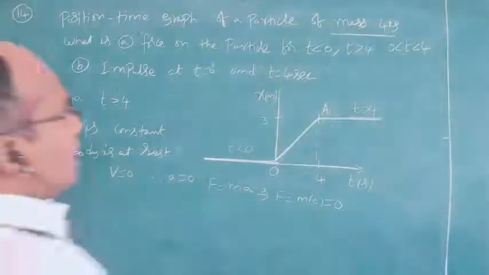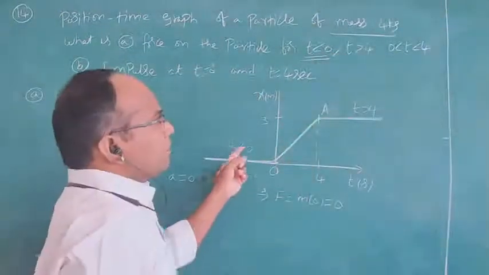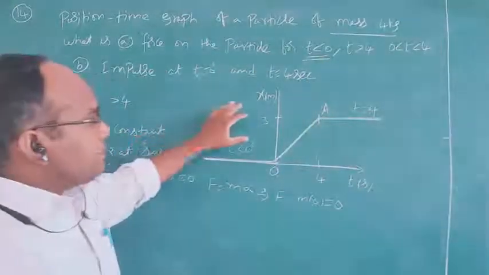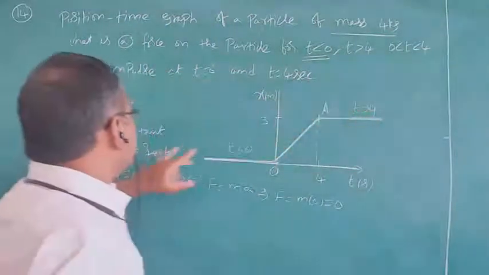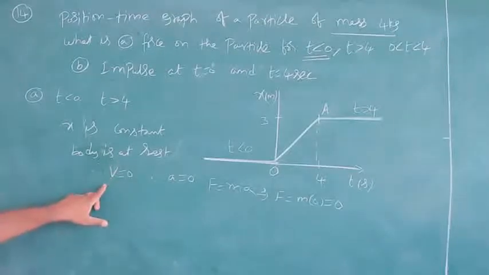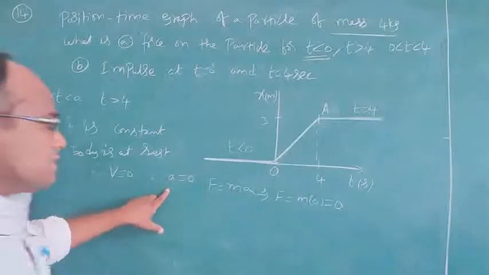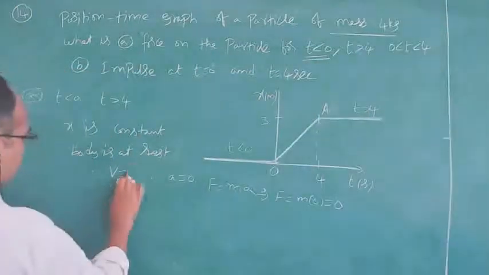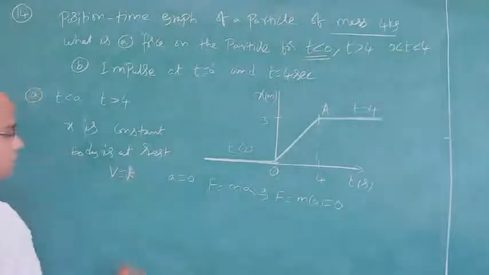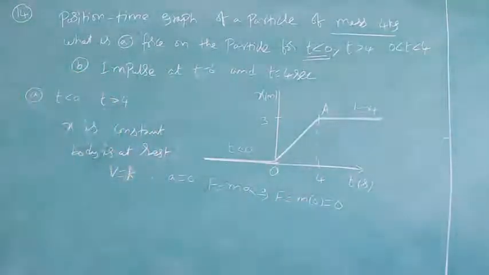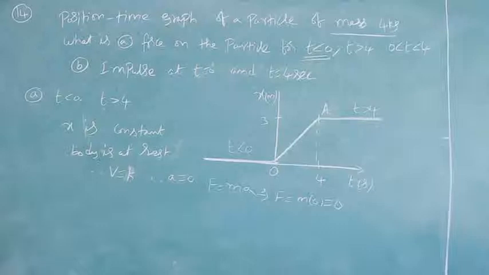Understood now? First I have taken the condition of t less than 0 and t greater than 4. So here what happens? The displacement on this side as well as this side is constant. So the body is constantly at rest. Therefore velocity is 0, and when velocity is 0, a is 0. The formula is F equals ma. Here x is constant, so v equals dx by dt is also constant. So a is 0 means F is equal to m into 0. So the net force is also 0. Okay, this is the first.